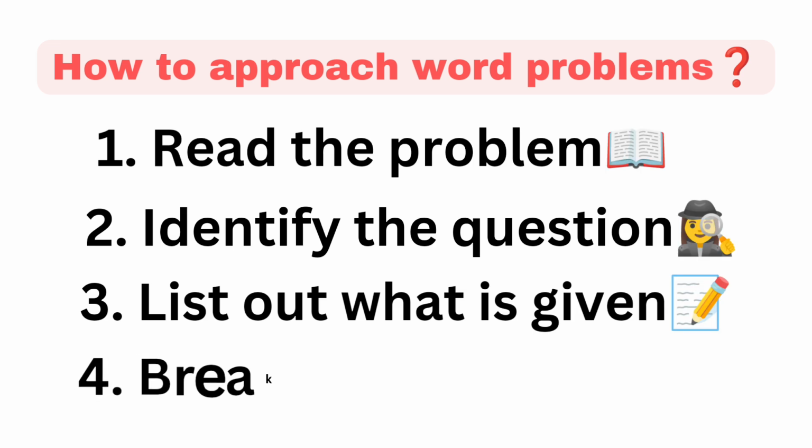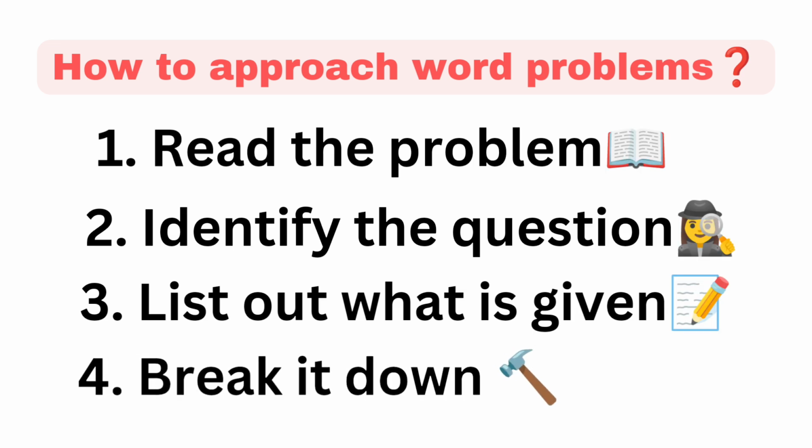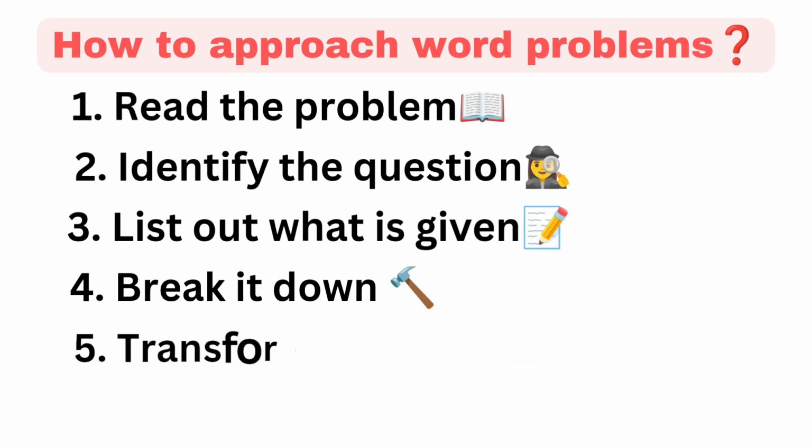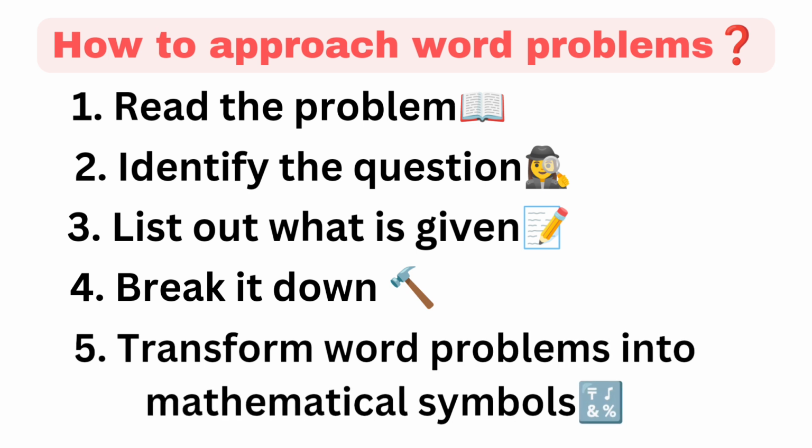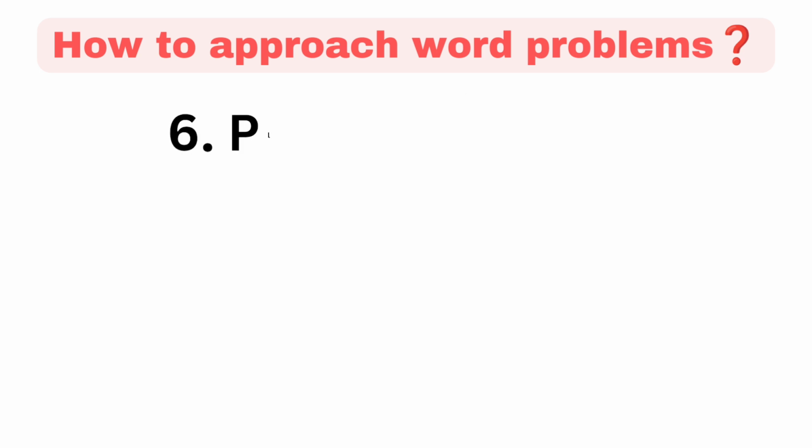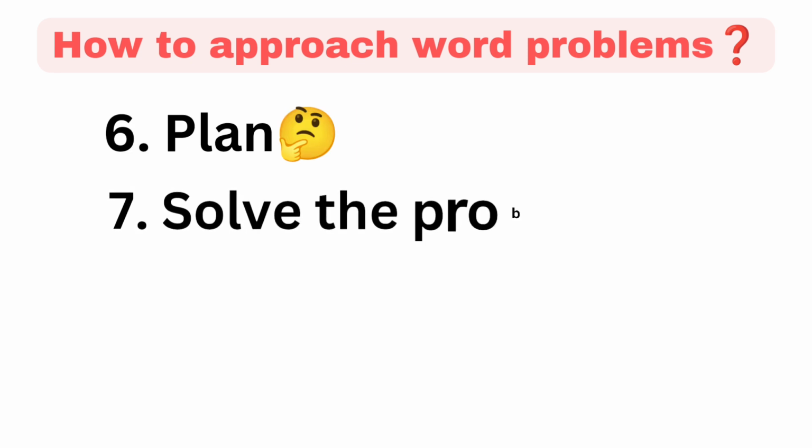Step 4, break it down. Break the bigger problem into smaller parts. Identify constants, variables, and the relationships. Step 5, transform word problems into mathematical symbols. Form equations or draw diagrams, whatever is needed. Step 6, plan. Plan what formula to use, or what operation to perform, or what step-by-step strategy to follow. Step 7, solve the problem.